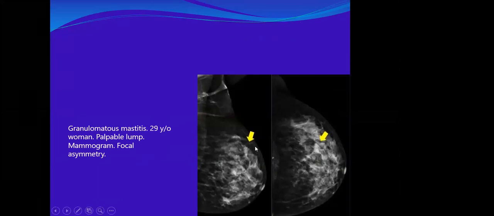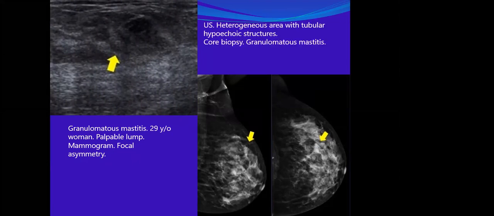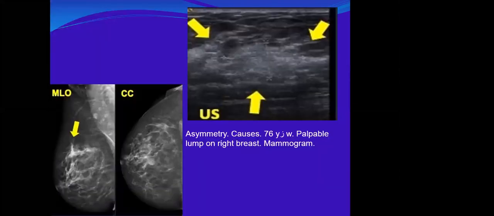What about this? This lady presented with palpable abnormality. Mammogram demonstrates focal asymmetry, and this is the ultrasound here, demonstrating this heterogeneous area. Biopsy was performed, and the result was granulomatous mastitis. Heterogeneous tubular hypoechoic structures, on biopsy it was granulomatous mastitis. Okay, so ultrasound is helping us.